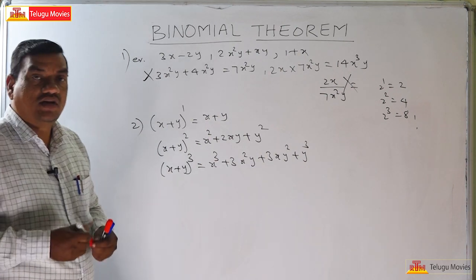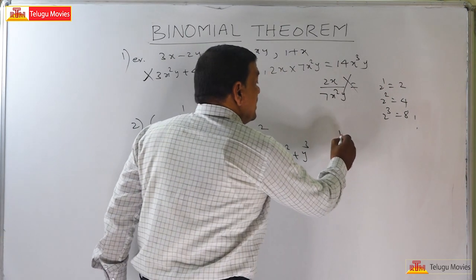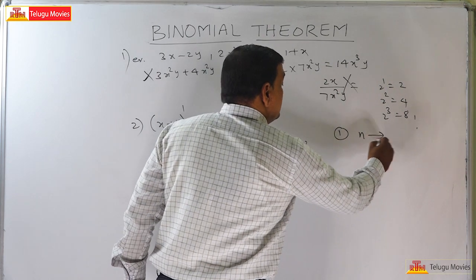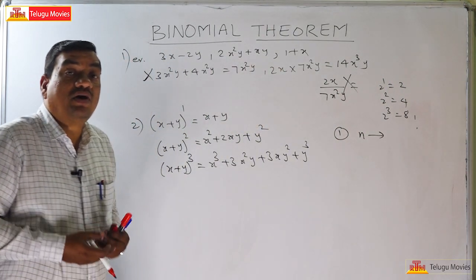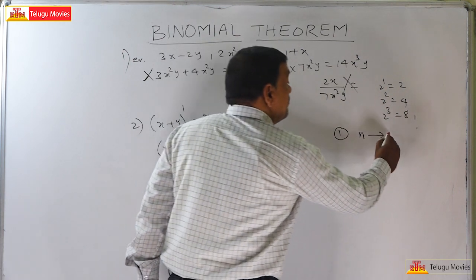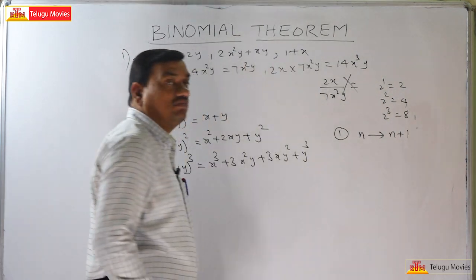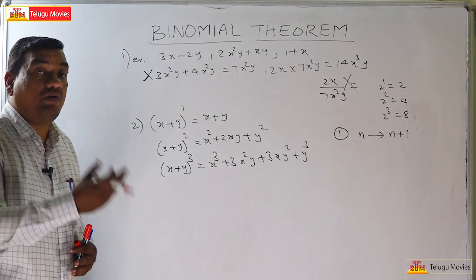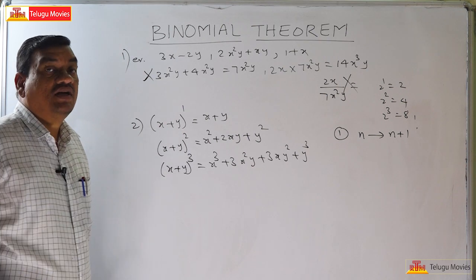So the first point that you have to learn is: if the binomial power is n, then the number of terms is n plus 1. The number of terms is 1 more than the power. That is the first one.